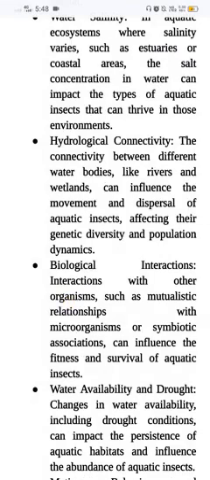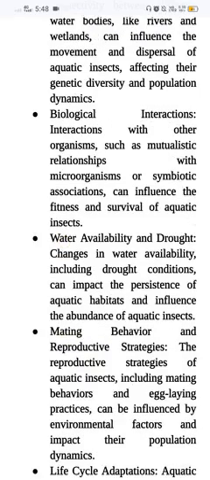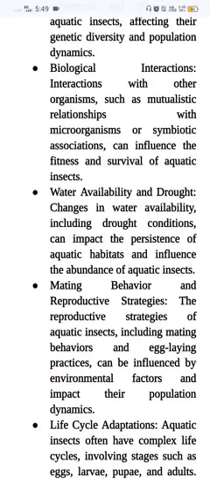So some connections are there, hydrological connections, which can influence the aquatic insects' life cycle or living conditions. Then biological interactions. Interactions with other organisms such as mutualistic relationships with microorganisms or symbiotic associations can influence the fitness and survival of aquatic insects. And water availability and drought. Changes in water availability, including drought conditions, can impact the persistence of aquatic habitats and influence the abundance of aquatic insects. That's a very important point.